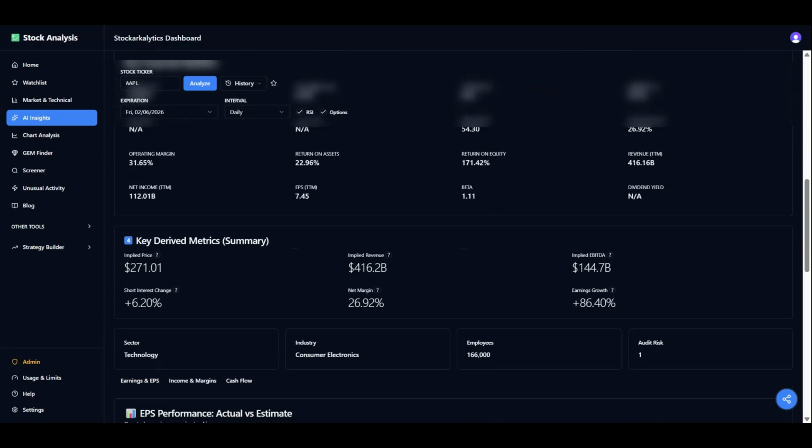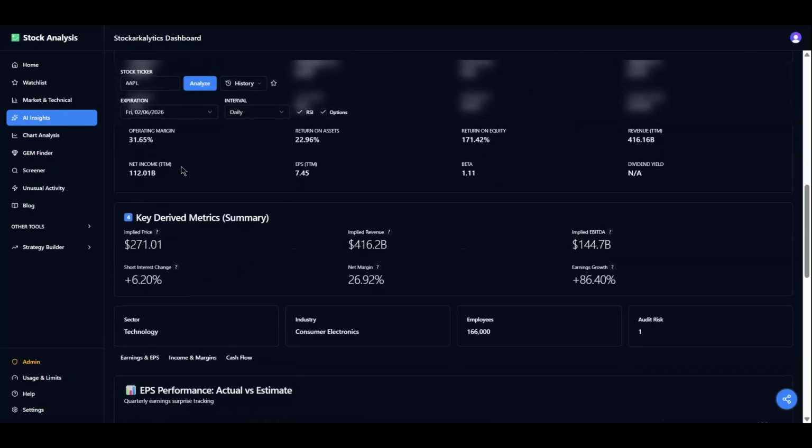Right below is the key derived metrics. This is a summarized computed view that's meant to be even more actionable. You'll see things like implied price, implied revenue, implied EBITDA, net margin, earnings growth, and even short interest change. This is super helpful when you don't want to interpret 10 different ratios. You just want the so what version. Growth direction, profitability strength, and whether market positioning looks stretched or reasonable.